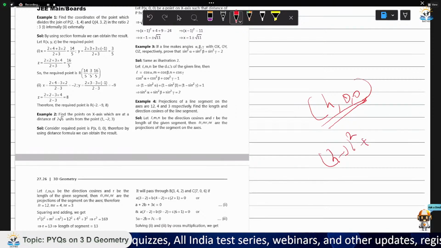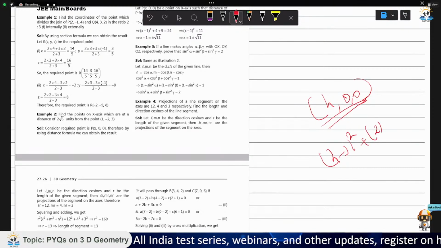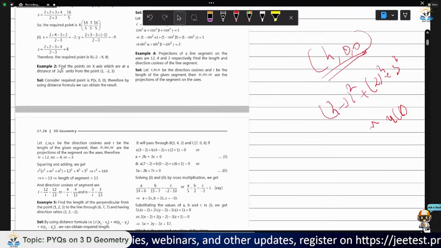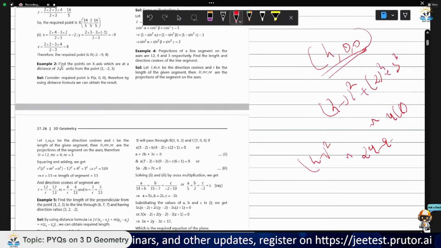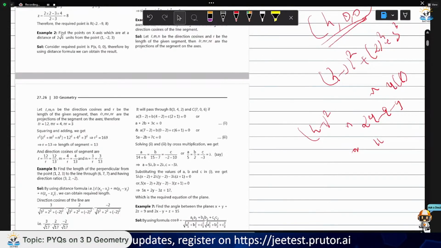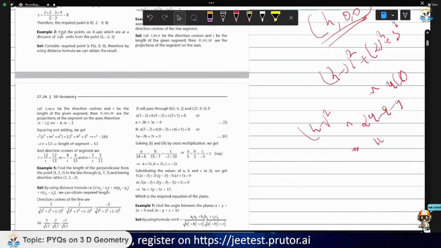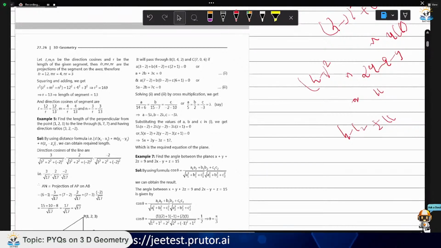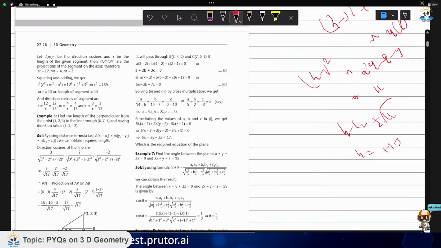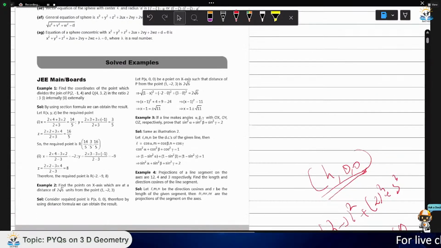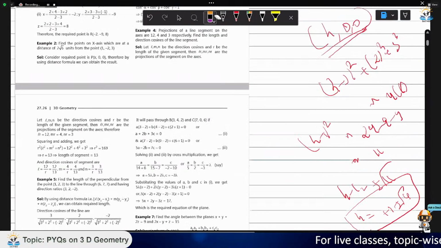So (h minus 1) whole square plus 2 whole square plus 3 whole square is equal to 4 times 6, that is 24. So (h minus 1) whole square is equal to 24 minus 9 minus 4. That gives me 11. 24 minus 9 is 15, 15 minus 4 is 11. So h minus 1 is equal to plus minus root 11, and h becomes 1 plus root 11. This is what our answer is, that is 1 plus minus root 11.